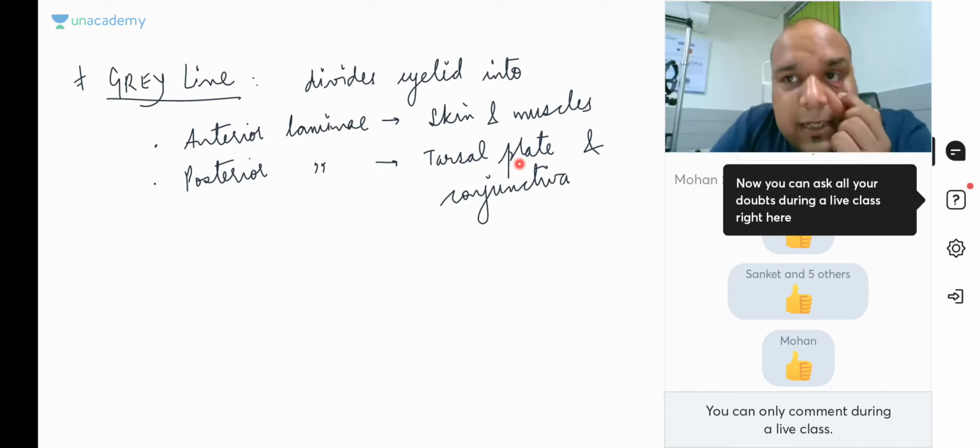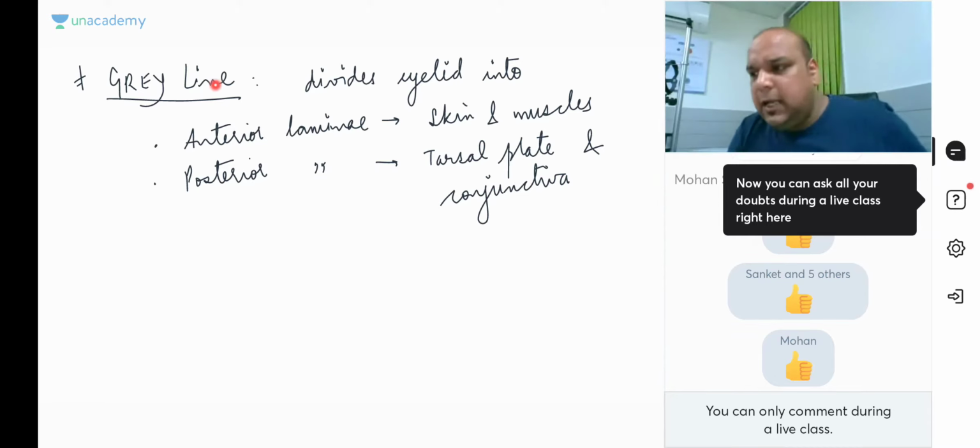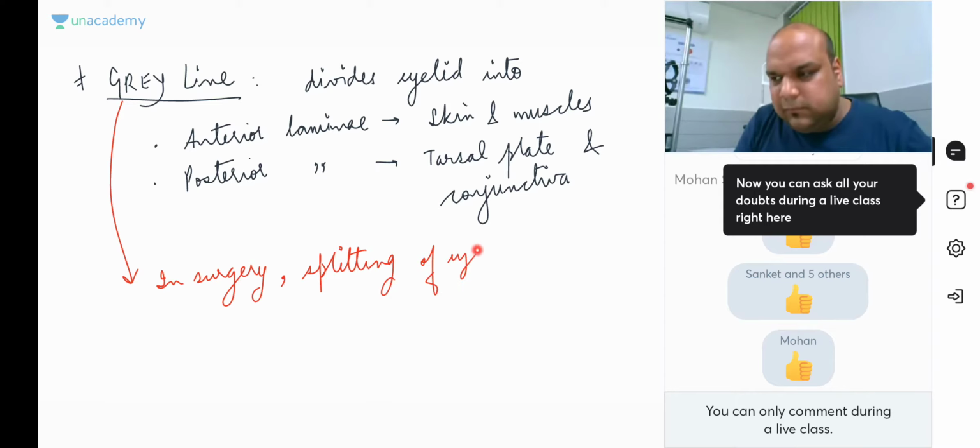If I show you the inner surface of the eyelid, what is there, everybody? Conjunctiva. So anteriorly there is skin, posteriorly there is conjunctiva, and in between these two laminas there is the gray line. Now, what is the surgical significance of the gray line? If I need to do some eyelid surgery and need to cut or open the eyelid, splitting of the eyelid is always done at the gray line.